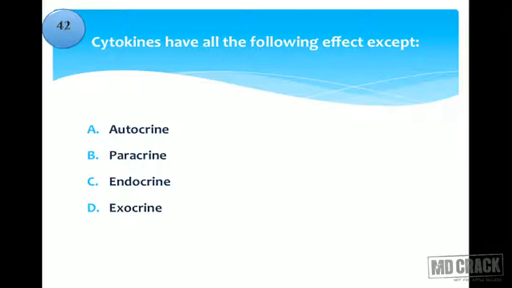Paracrine, that is on the adjacent neighboring cells. For example, T lymphocyte secretes interferon gamma that acts on the macrophages. Macrophages secrete interleukin 12 that acts on the T lymphocytes. That is paracrine action. Endocrine, that will go to the circulation and have an effect at the distant sites. So that effect will also be there, not exocrine. So answer should be exocrine.